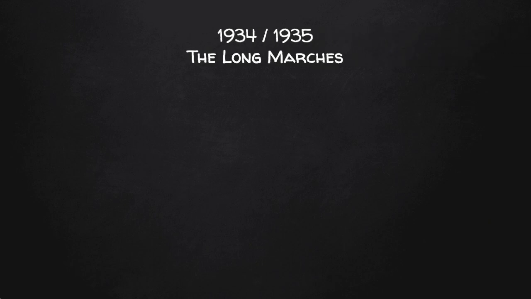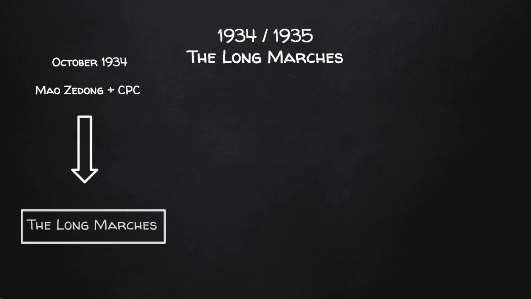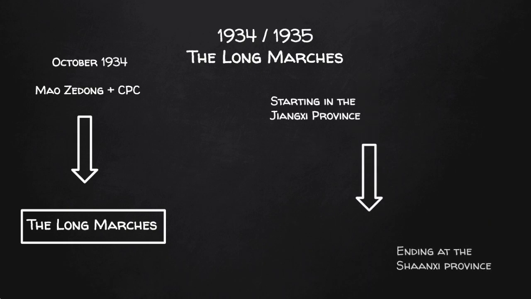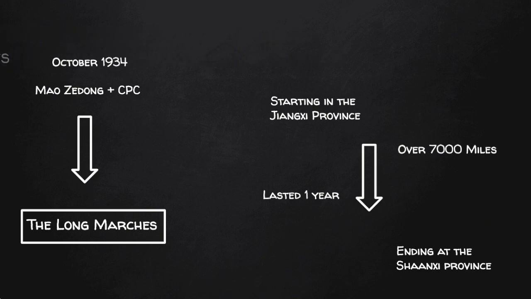The Long Marches. Mao Zedong, with the help of other members of the CPC and supporters, started in October of 1934 the protest known nowadays as the Long Marches. These protests started in the province of Jiangxi and ended in the province of Shaanxi. This movement lasted 1 year and the group involved traveled over 7,000 miles.